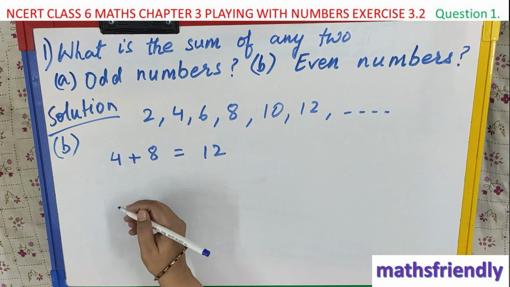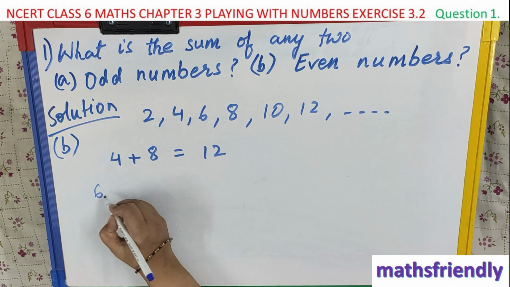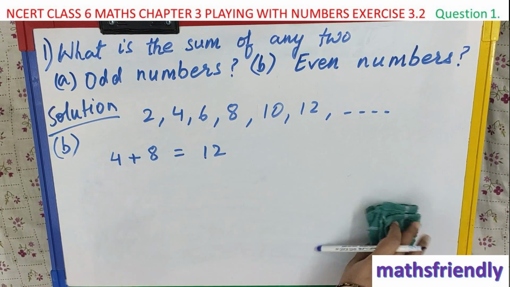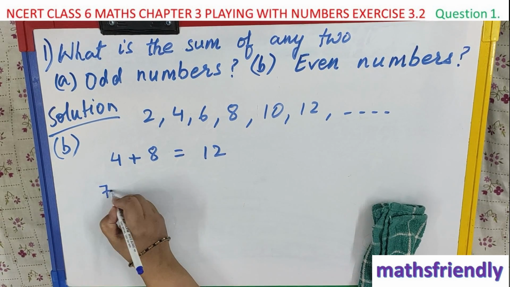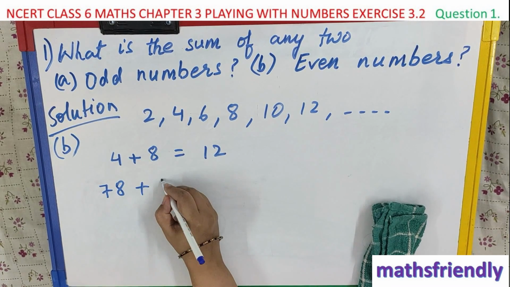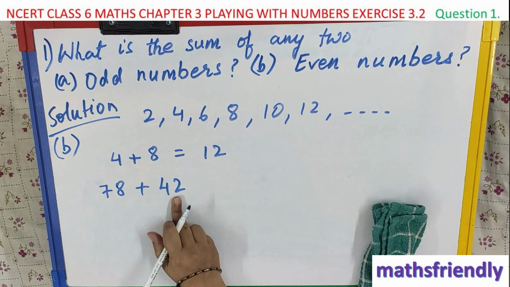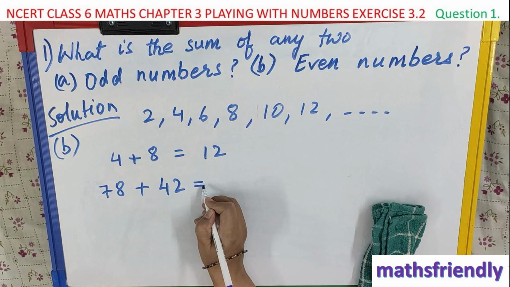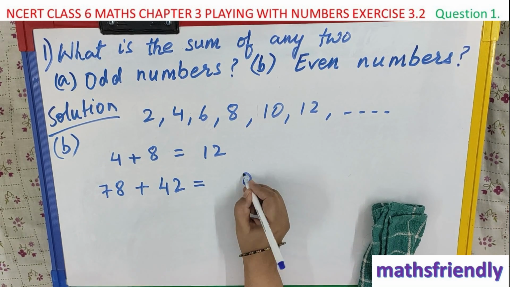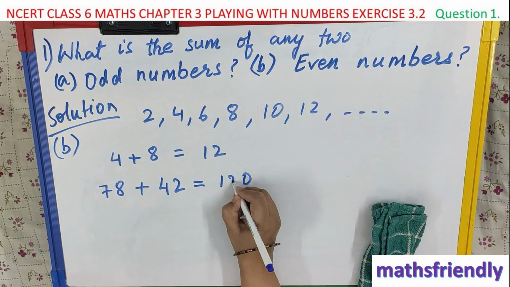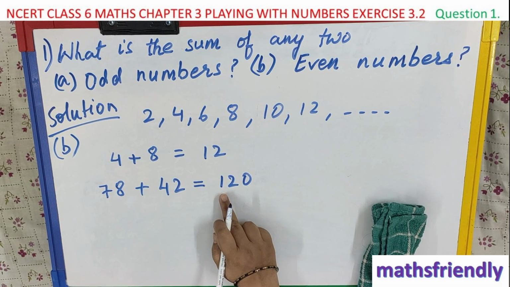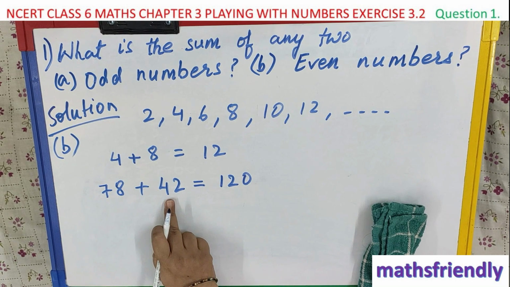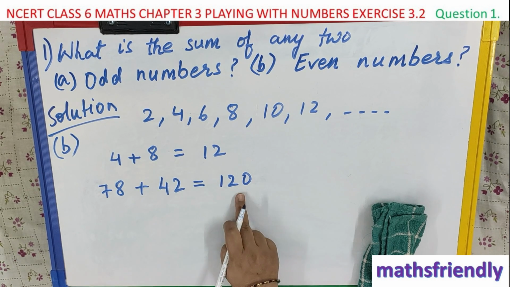Let us take another even number, 78 plus 42. These two are even numbers because they are divisible by 2. If we find the sum of these two numbers, what will we get? 120. 120 is an even number because it is divisible by 2. It means the sum of two even numbers is an even number.